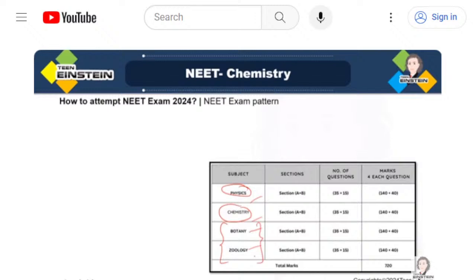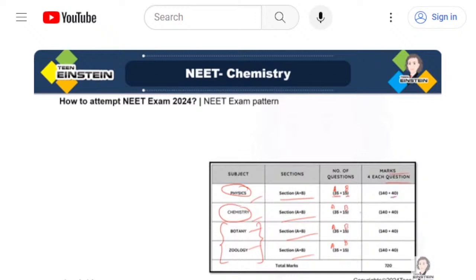For each subject, physics, chemistry, botany and zoology, there will be 2 sections, section A and section B, common for each of these 4. The number of questions from section A is 35, and from section B there are a total of 15 questions. So 35 plus 15 is 50, and 4 into 50 is a total of 200 questions. Now look at the marks: 4 for each question, so 35 multiplied by 4 is 140, and 15 multiplied by 4 is 60.